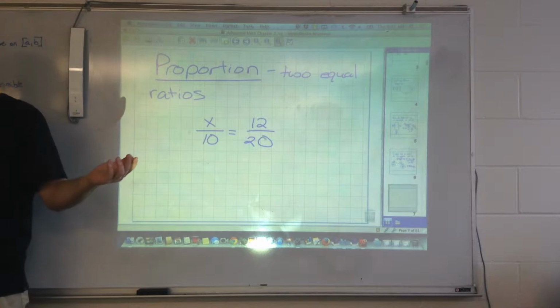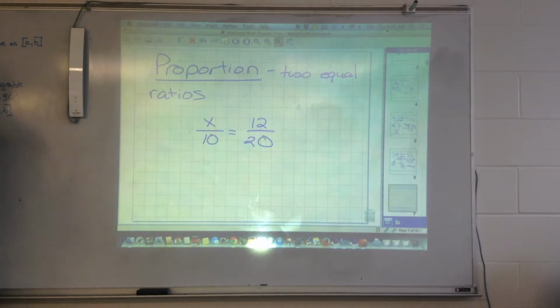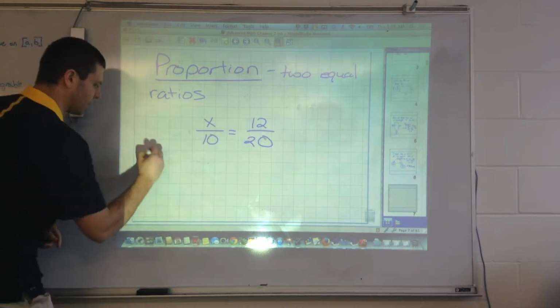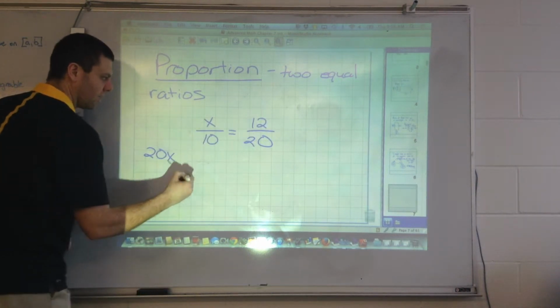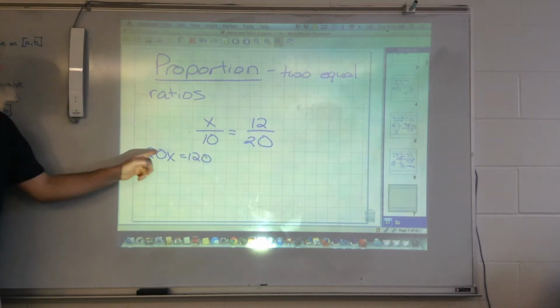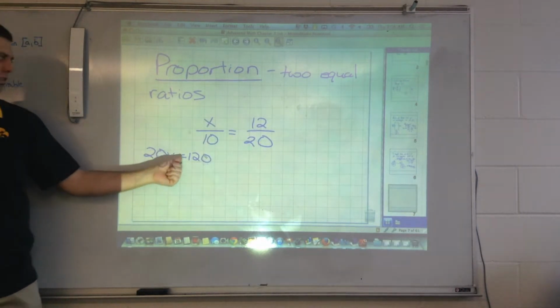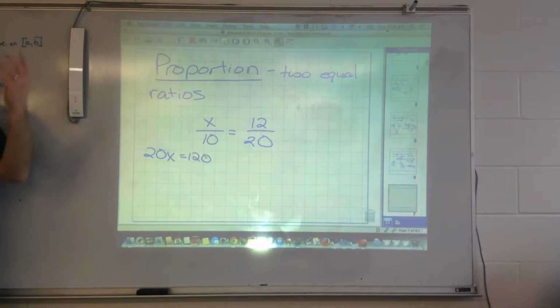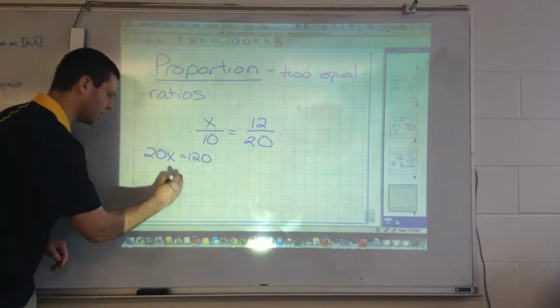How did you know it was 6? Just give me your thoughts. How would you know that's 6? Leah? Well, you multiply across, so like x times 20 and 10 times 12, and you equal it together, so 20x equals 120. So she's using cross products. You guys remember cross products from algebra? If you multiply across, 20 times x, which is 20x, 10 times 12, which is 120, those two amounts are equal to each other, so 20 times x is equal to 120, and then you're saying I just divided by 20, and you got x equals 6.